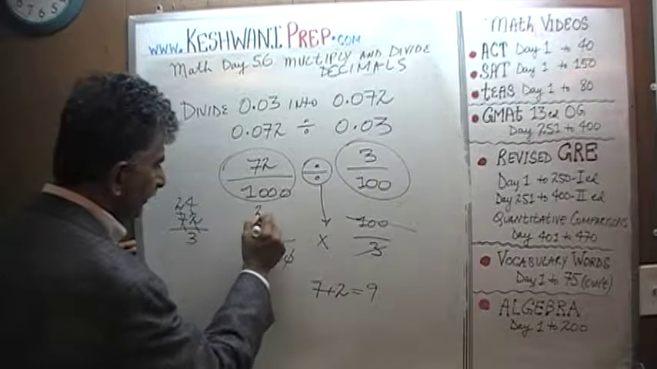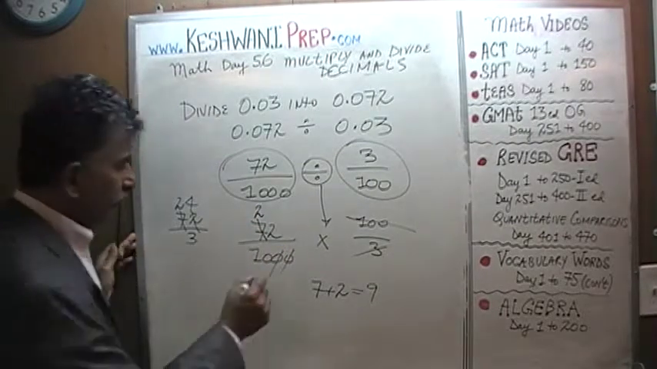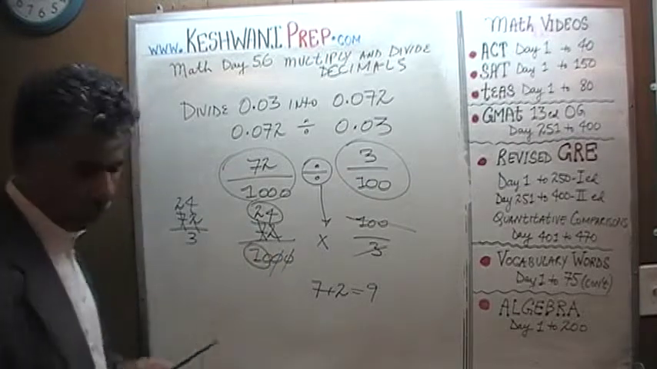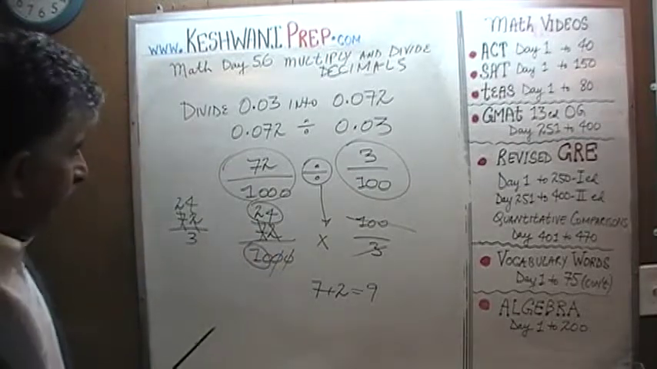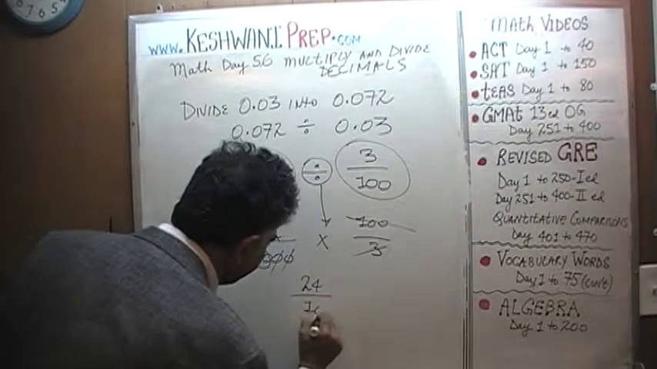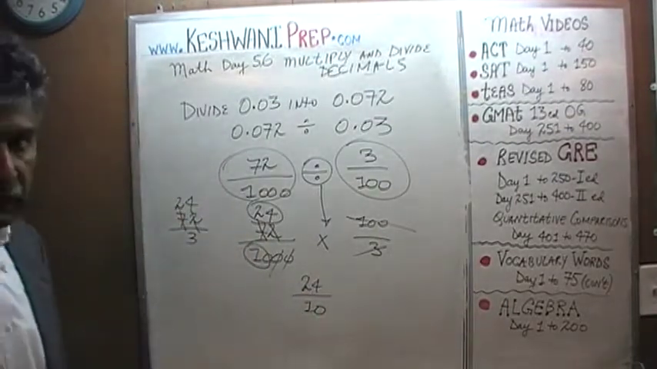That's going to knock out 3. So far we have 24/10. Or we can go more, or we can just leave it here. The final answer is 24/10. Let's leave it here. I was going to go one more round with the 2, but there's no need for it.